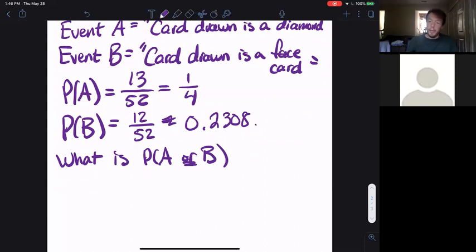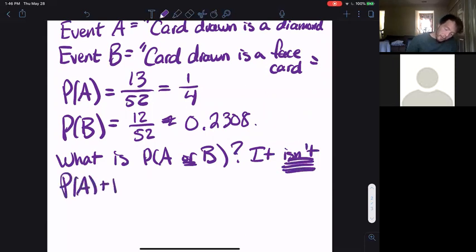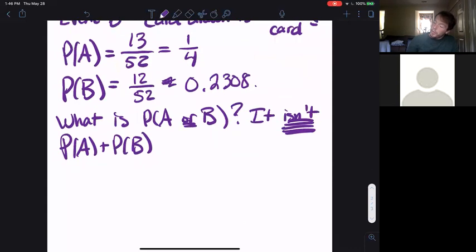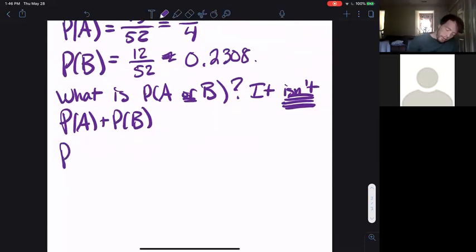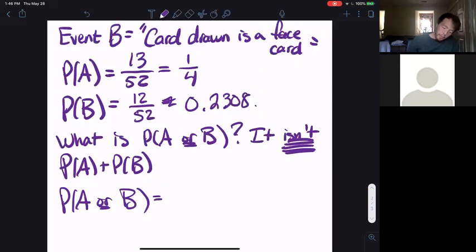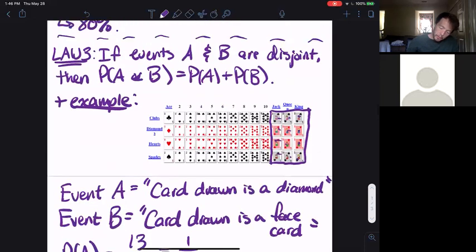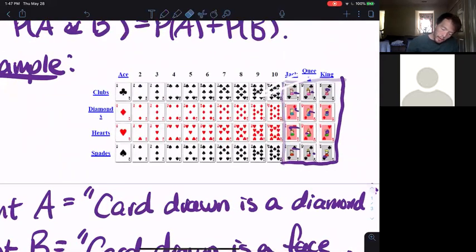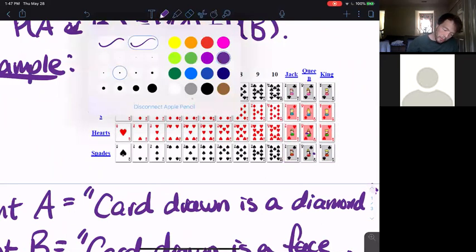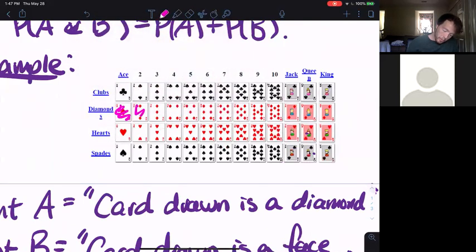Okay, so my next question for you is, what is the probability of A or B? What is the probability that I pick a card that belongs in either of these categories? And I want you to know that it isn't probability of A plus probability of B. I'll show you why that is. Let's look at what the probability of A or B is. Okay, so let's go up to our deck. I'll zoom in a little bit here. And let's just count up the cards that belong in either of the groups. So maybe I'll even use a different color. So these are all the diamonds.